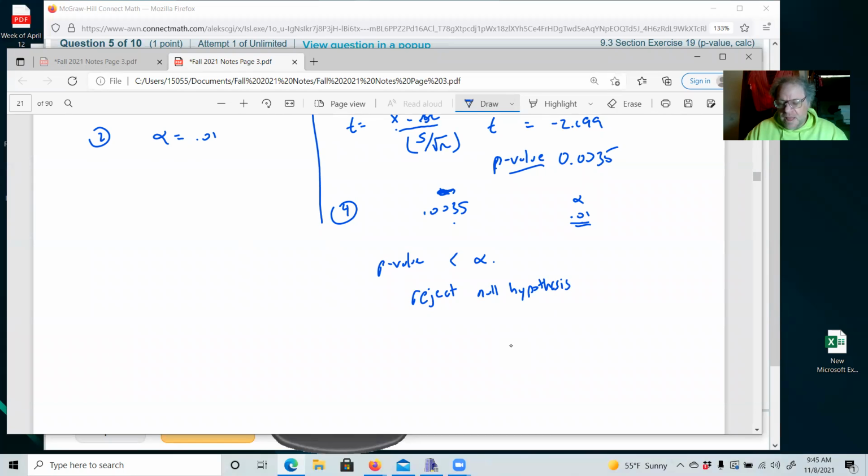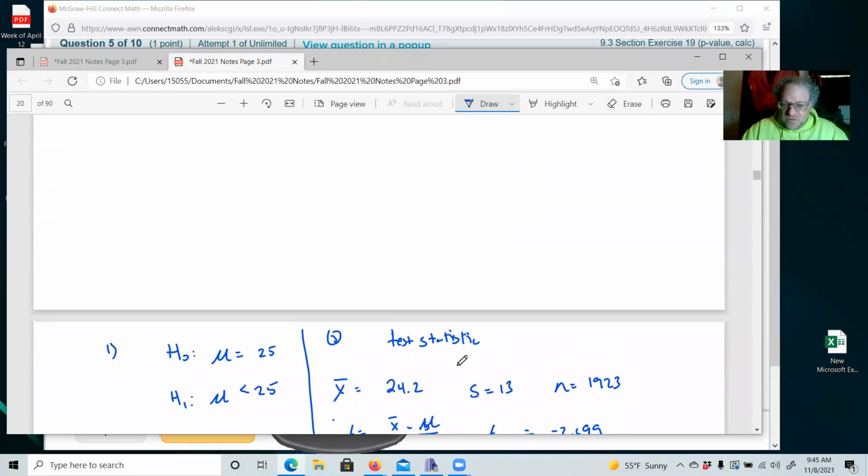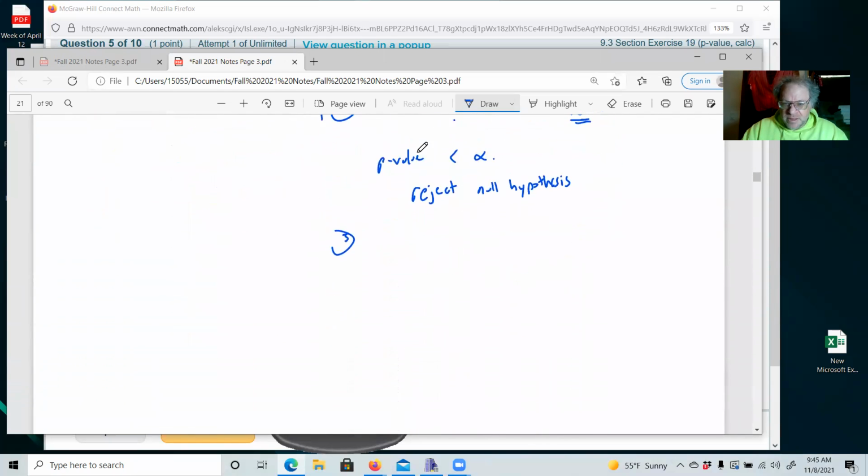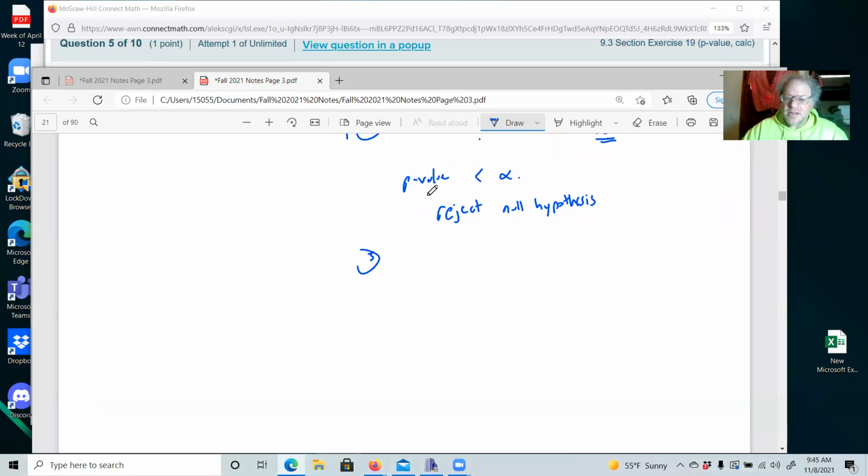Okay, reject H0. And then what do we get to conclude? Okay, what are we concluding? We're concluding the engineer is correct. The commute is less than 25 minutes. I mean, maybe not by much, but it is less than 25 minutes. So we're going to say the engineer is correct.